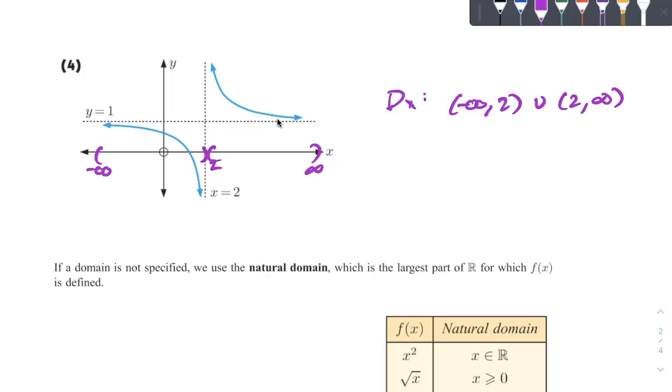Right? Or you could say x is less than or equal to 2, or x is greater than or equal to 2. Or you could say x is not equal to 2, whatever. So that's the domain. My range is the y values.